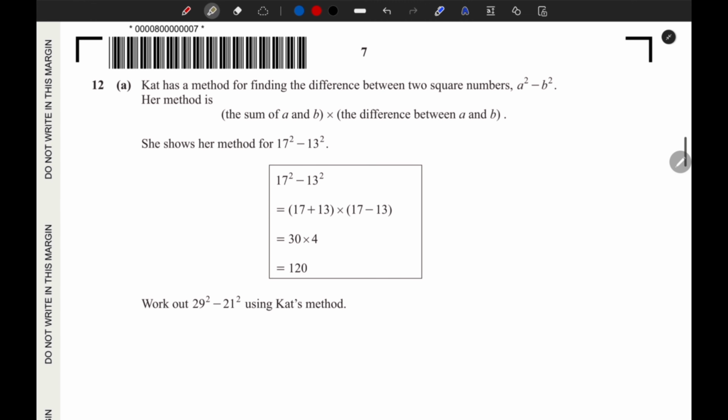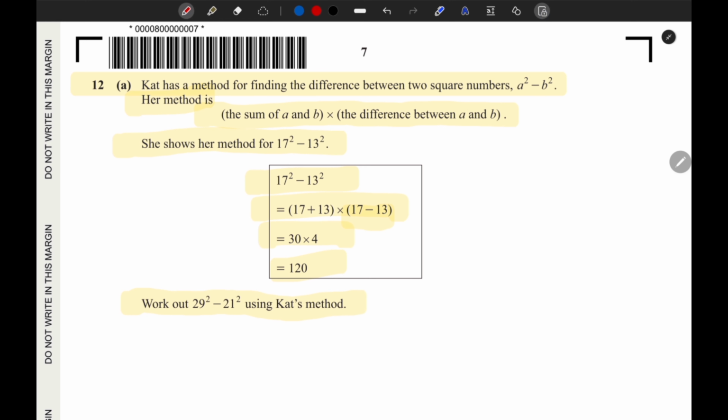12th one. Okay, now 12th: Cat has a method of finding the difference of two squares, a square minus b square. Her method is the sum of a and b into the difference between a and b. Now she shows her method for 17 square minus 13 square. As you can see, this is a very easy method: 17 square minus 13 square is 17 plus 13, 17 minus 13, and solve them. Now what you have to do is work out 29 square minus 21 square using Cat's method.